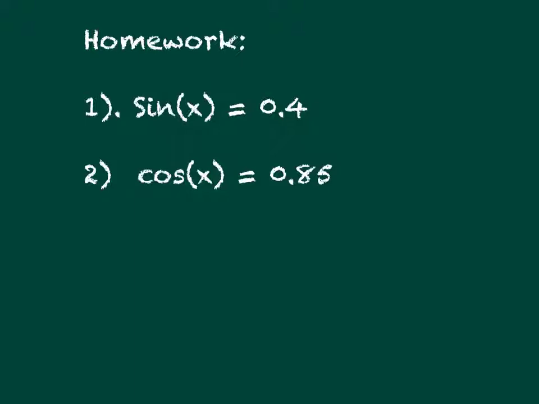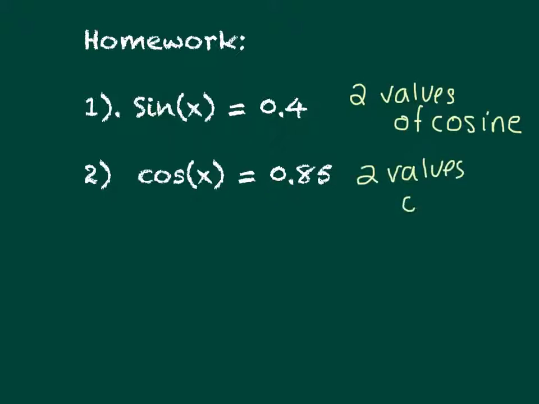For homework, please try to use the Pythagorean identity to find two values of the other trig ratio than what's given. In number 1, you're told that the sine of an angle is 0.4. So please find two values of cosine. And in the second one, you're told that the cosine of an angle is 0.85. So please find two values of sine.